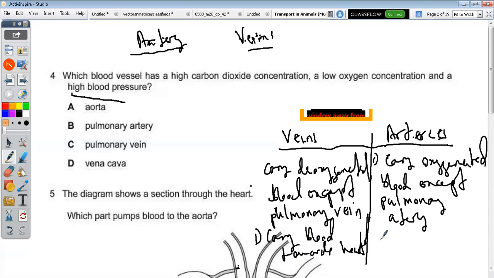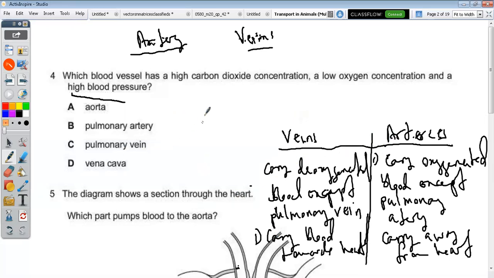Then I said, these ones, they carry blood away from the heart. But it's there. I gave you that, which means you're not reading. Then there is something else that I mentioned.